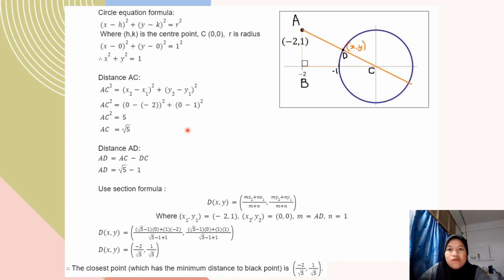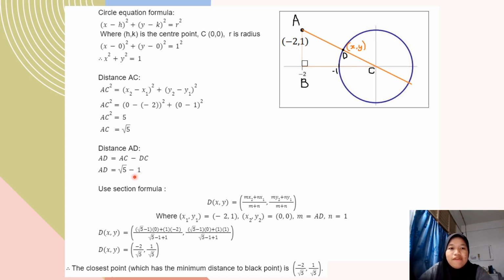And then how do we find the distance of AD? Do you notice that the distance of AD is actually AC minus DC? The distance of AC is 5, and the distance of DC is the radius, which is 1. So AD is 5 minus 1.